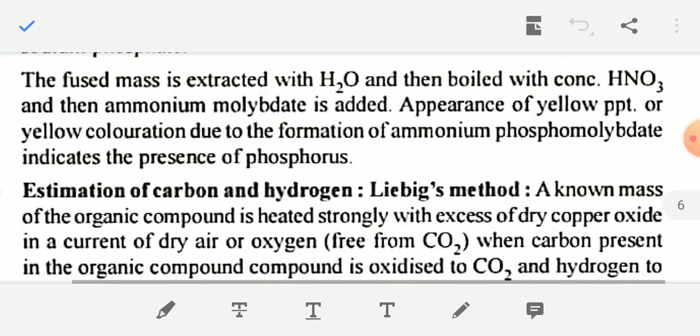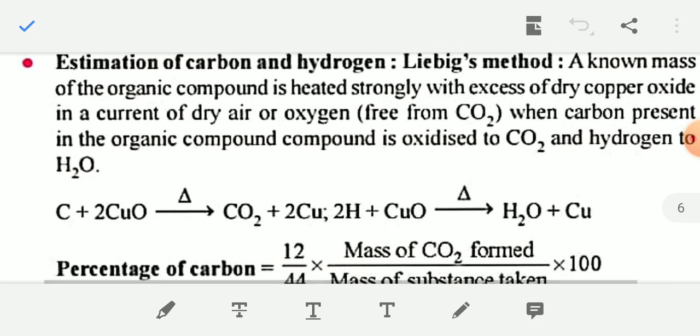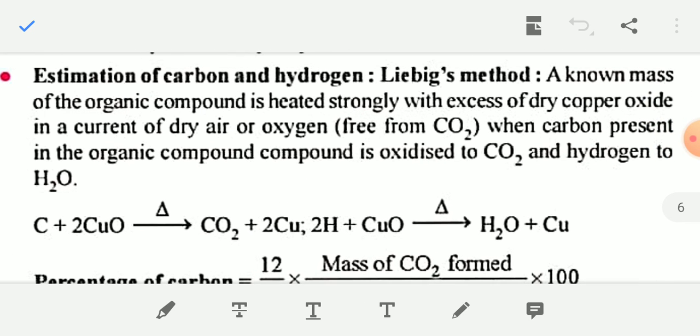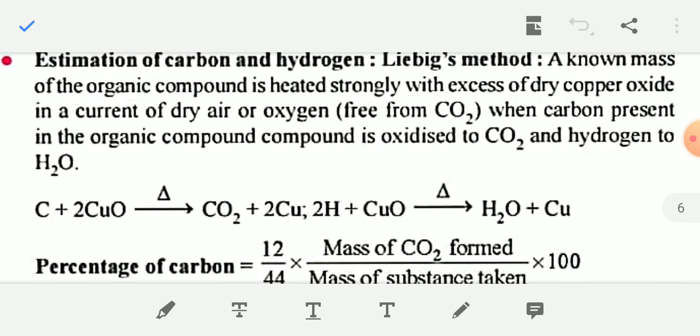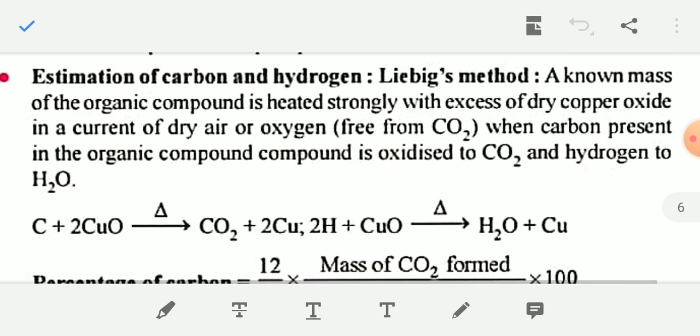And detection of phosphorus, estimation of carbon and nitrogen. You have to remember these formulas for calculation of the percentage of carbon and nitrogen in an organic compound. First test, estimation of carbon and hydrogen. The name of the test is the Liebig method.